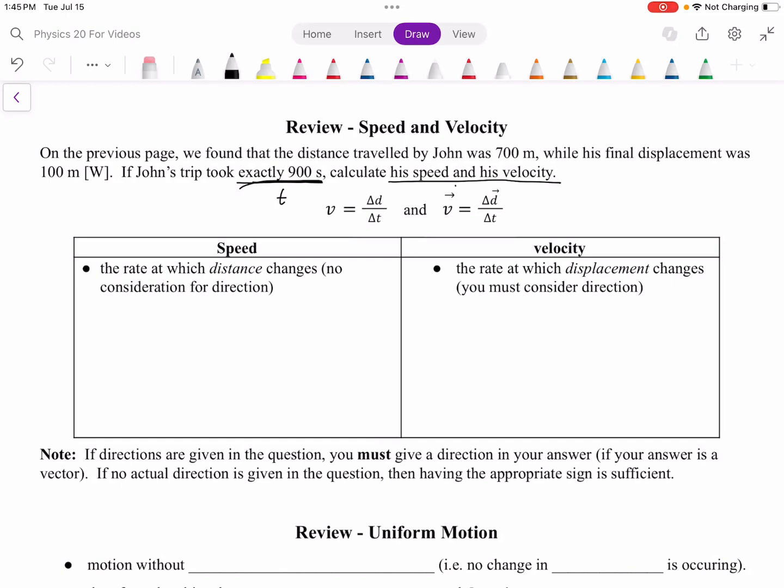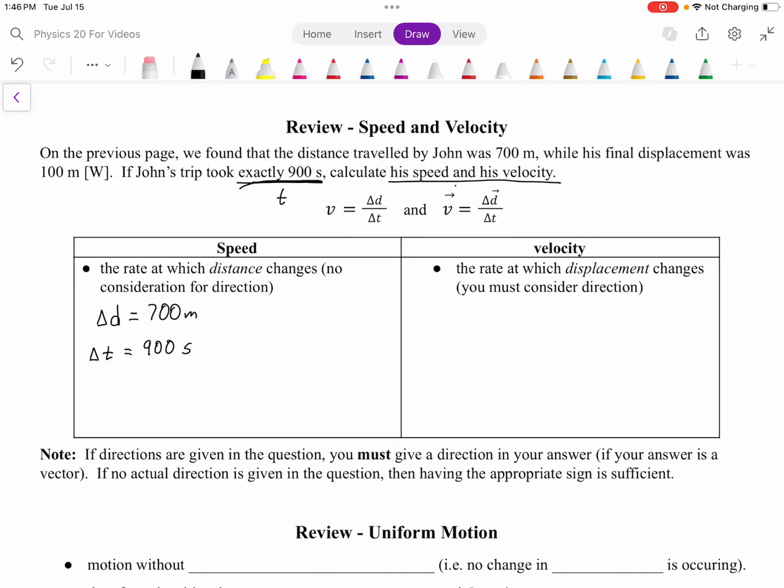So here we go. Speed will be how much his distance changed by divided by how much time it took to get that change in distance. Always a good idea, for these simpler ones, it's not as hard to keep track, but as problems get more complex, good idea to write out a list of all your given variables, okay?